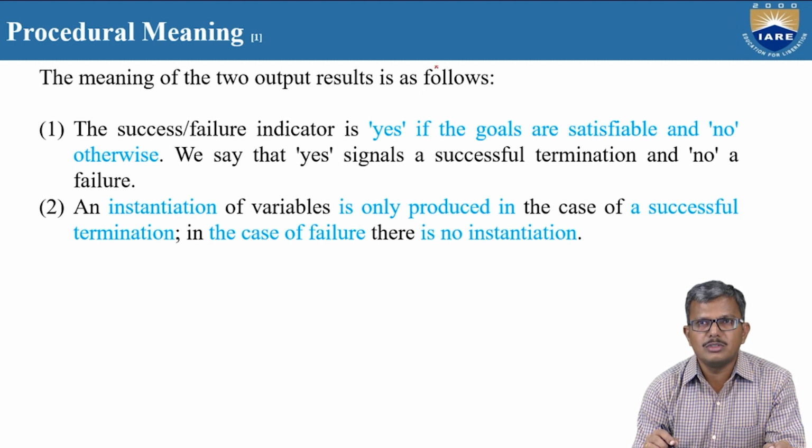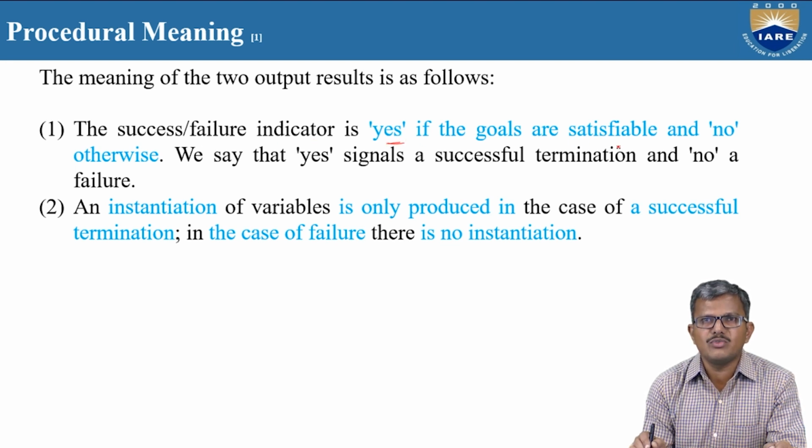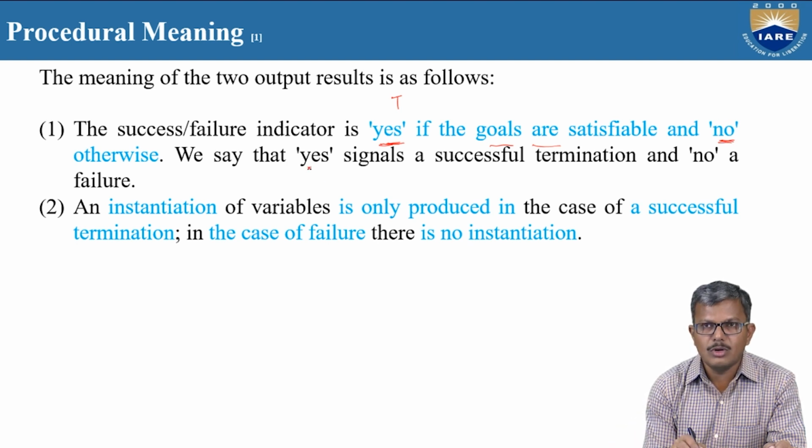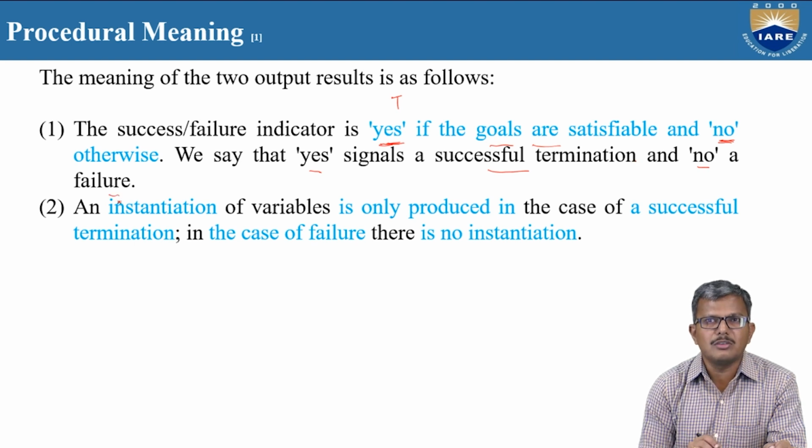Let us talk about the 2 output results here. If the goals are satisfiable, that is, when the goals are satisfied, the output we get is S, or we can say true, which we can write as T. But what happens when the goals are not satisfied? In this case, you get the result no. So S talks about successful termination, and no talks about a failure.